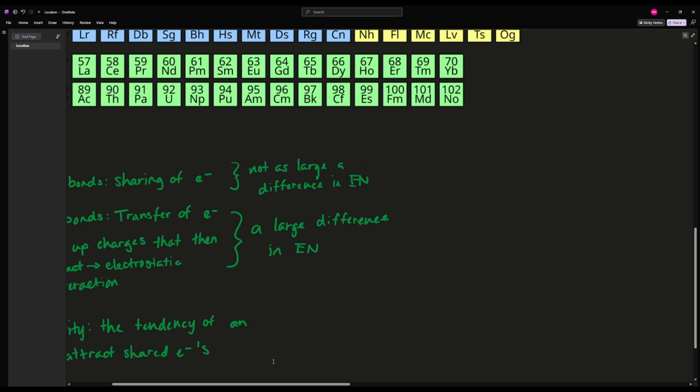So within the sharing, we have two cases. We have equal sharing, and we have unequal sharing.